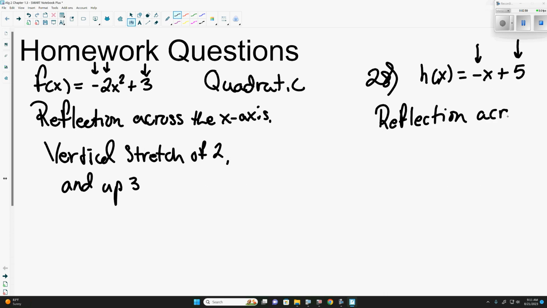It would be across the x-axis. And the plus 5, since it's not inside parentheses, it's outside, means we're looking at up or down, and this would be what? Up 5. Because if it's outside parentheses or absolute values, it's exactly what we think it is. If it's inside parentheses or absolute values, it's the opposite of what we think.